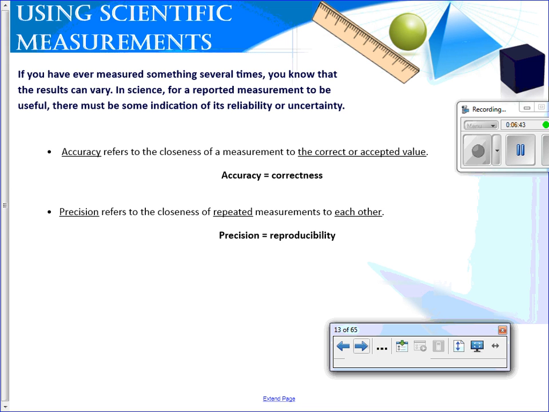If you've ever measured something several times, you know that the results can vary. And so in science, for a reported measurement to be useful, there needs to be some indication of its reliability. And so we have the terms accuracy and precision, and we expect you to know their difference. Accuracy is just how close the measurements are to the accepted value or to the right answer, the correctness. Precision is dealing with, if you made the same measurement multiple times, how close are they to each other? So the reproducibility of the measurement.